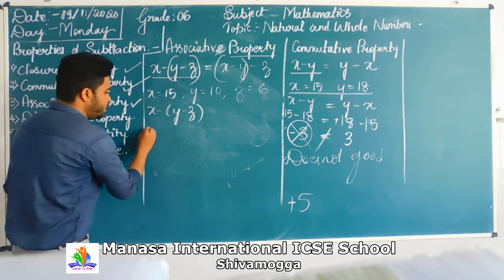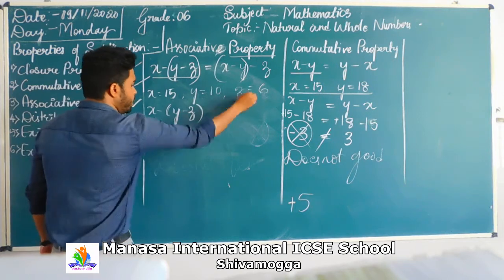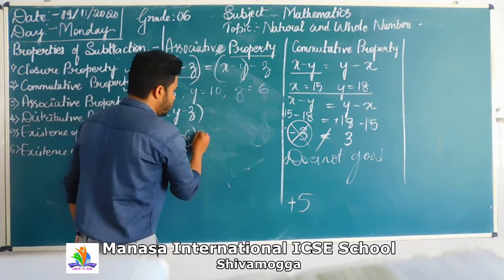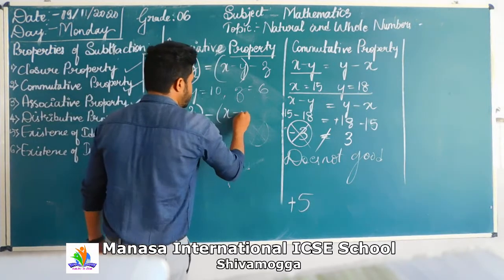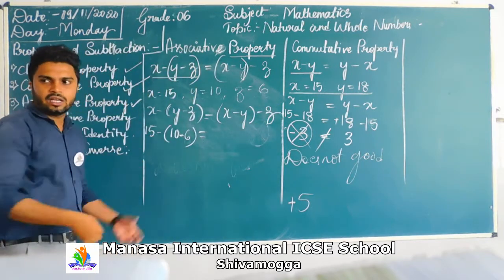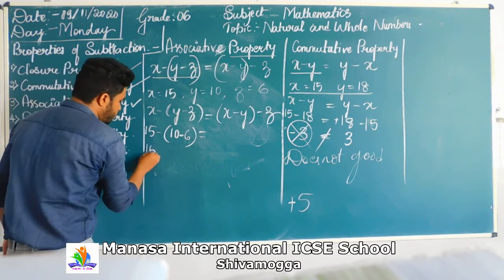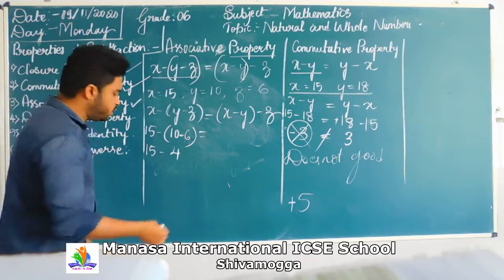What is the value of x? 15 minus, y value is 10, minus 6, z value is 6. Let me see whether we get it correct or not. So see here, 10 minus 6 is 4, 15 minus 4 is what?